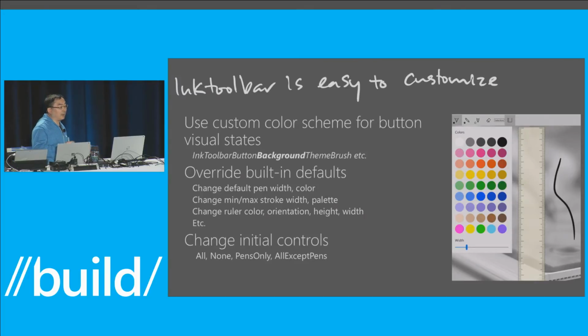Applications also can very easily change the color of the ruler, orientation of the ruler, and height and width of the ruler as well. Ink toolbar also supports an easy way to change the initial population of the tools, whether it's the pen tools or erasing or other tools.